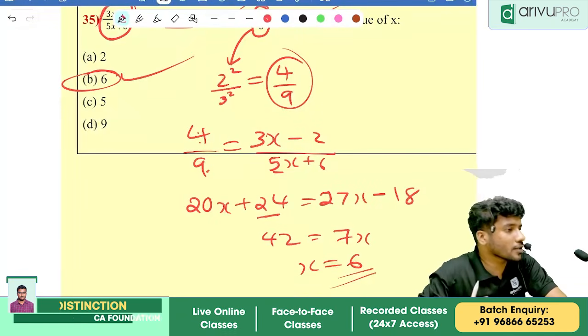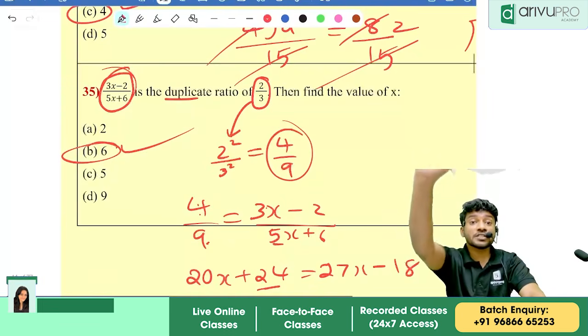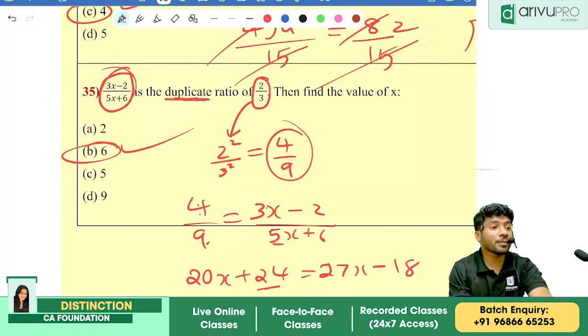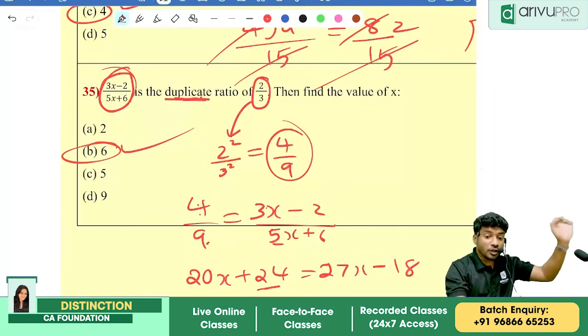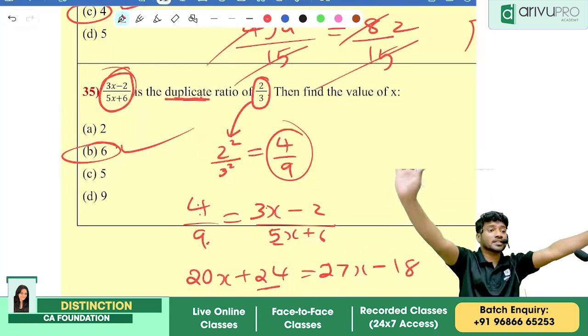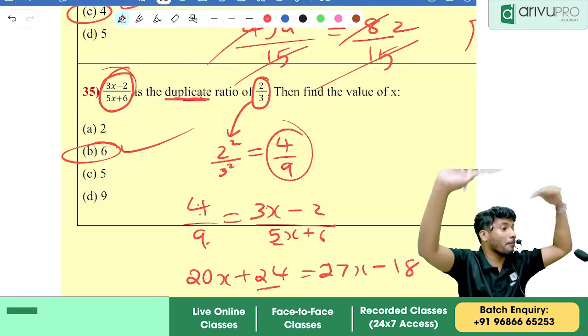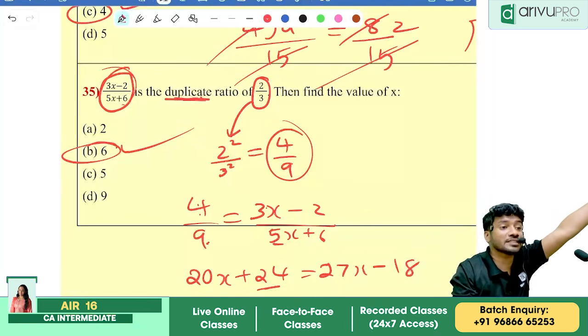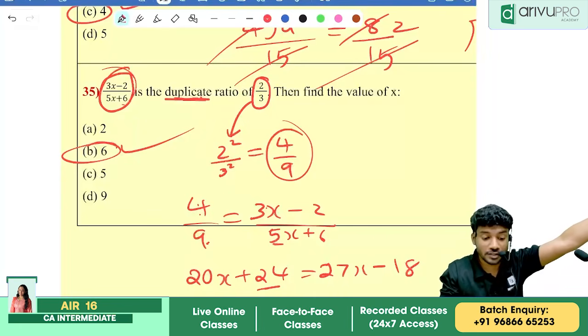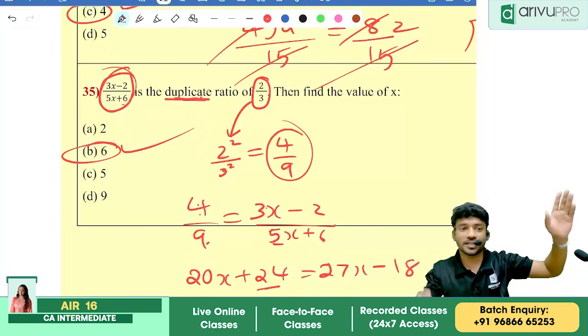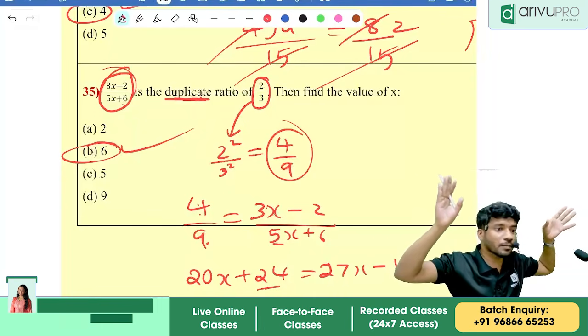I hope you guys got it. Yes. So the only mistake you will make is you will not read it properly. Duplicate ratio of 2 is to 3 is no matter what 2 square is to 3 square. But in the question they are telling that it is nothing but 3x minus 2 divided by 5x plus 6. So they are equal, right? Both of them are equal, right?